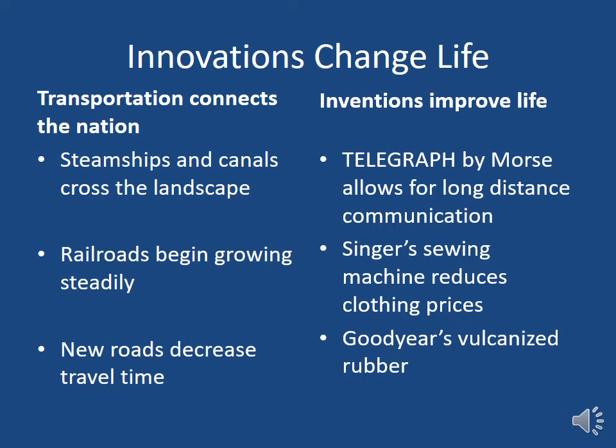Singer develops a sewing machine that reduces clothing prices. We don't think of the sewing machines of today. These sewing machines had to be run by a foot pedestal that would then make the needle go up and down, so people aren't sewing by hand. So now you can start mass producing clothing because you can pump it out faster. And then Goodyear developed the vulcanized rubber, which would then be used eventually for the automobile.